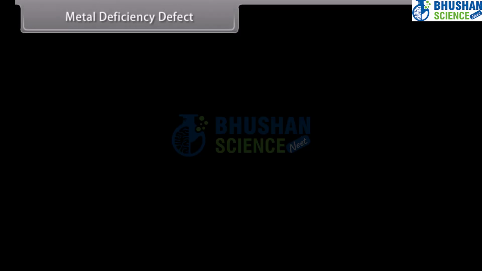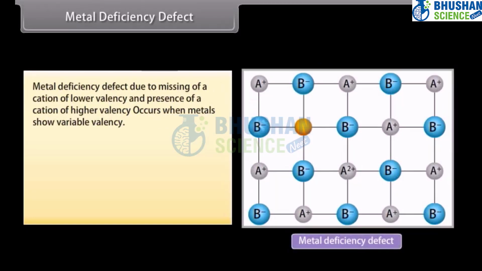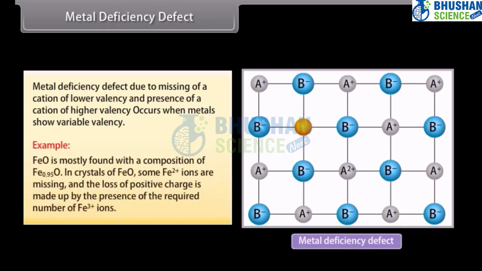Metal deficiency defect. Metal deficiency defect is due to missing of a cation of lower valency and presence of a cation of higher valency. It occurs when metals show variable valency. Example: FeO is mostly found with a composition of Fe0.95O. In crystals of FeO, some Fe2+ ions are missing, and the loss of positive charge is made up by the presence of the required number of Fe3+ ions.